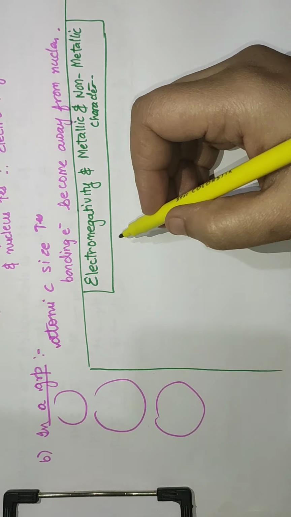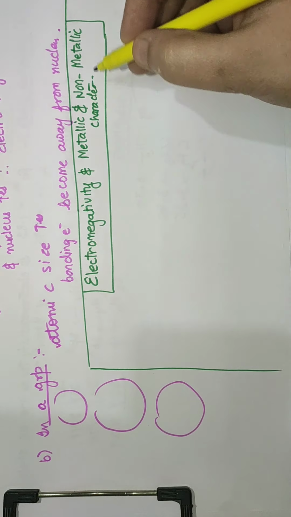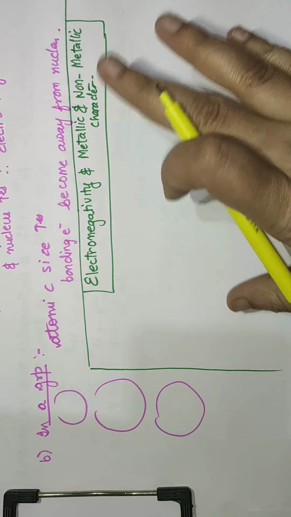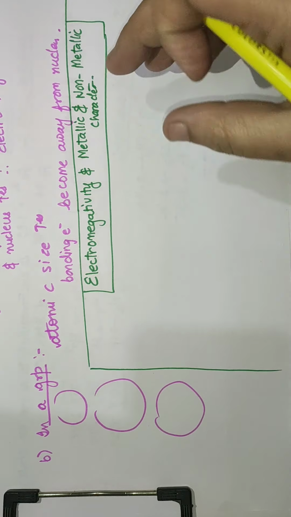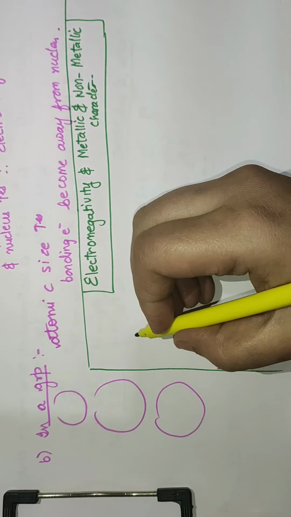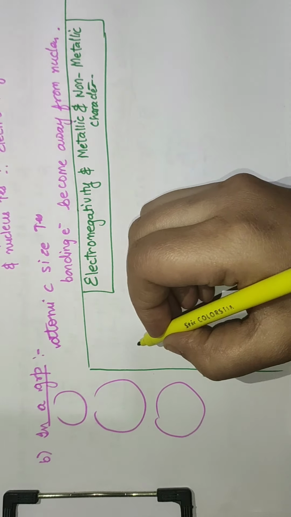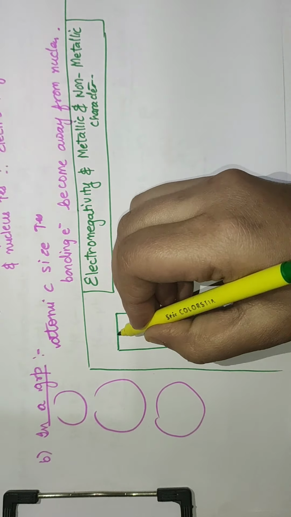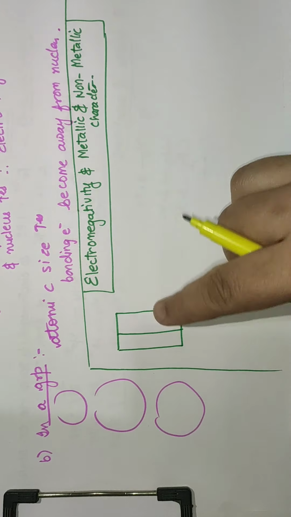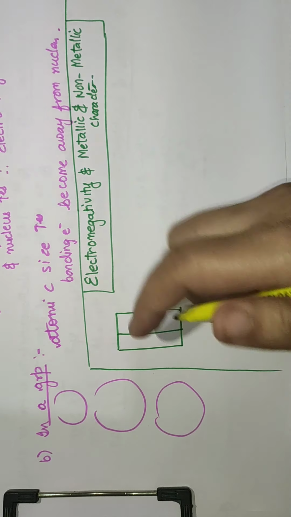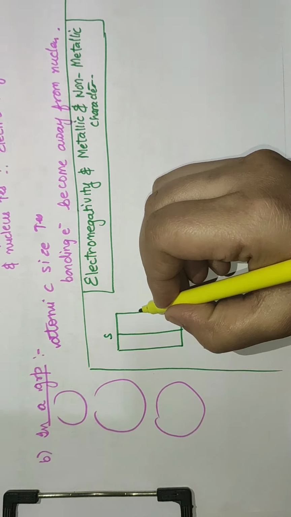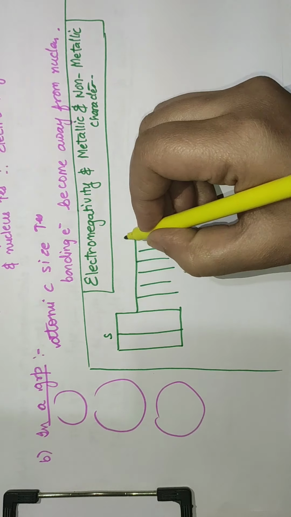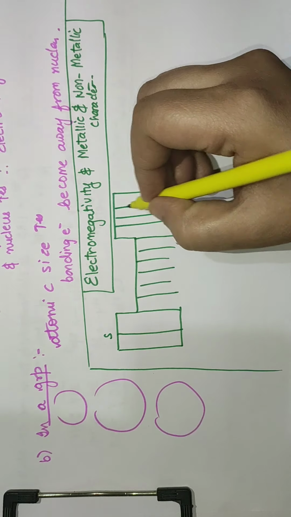So our next topic is electronegativity and the metallic and non-metallic character. As we know, metals have a tendency to lose electrons, while non-metals have a tendency to gain electrons. If we look at a general form of the periodic table, there are two groups which have metals. These are called S block elements. Then we have the D block elements, right? These are the 10 groups, and then we have the P block elements, that is 6 groups.